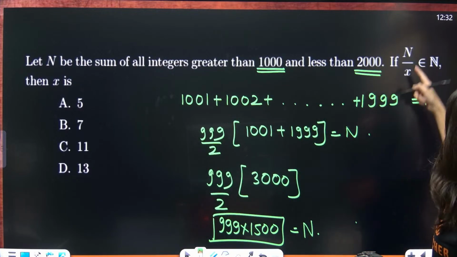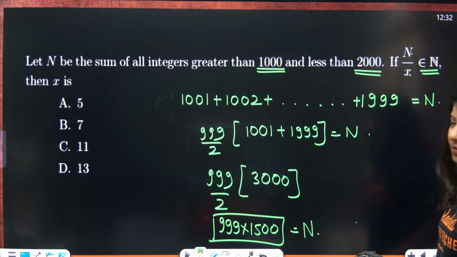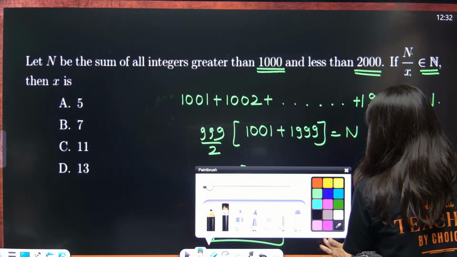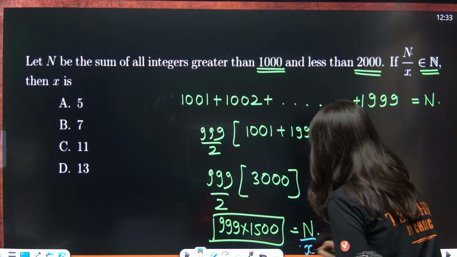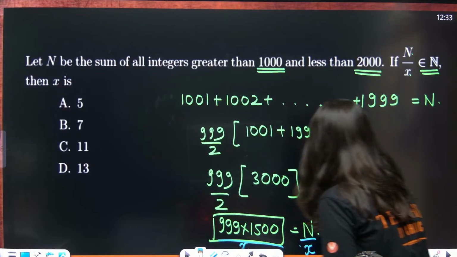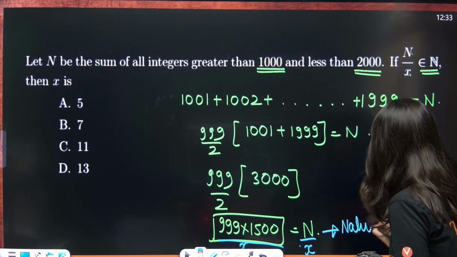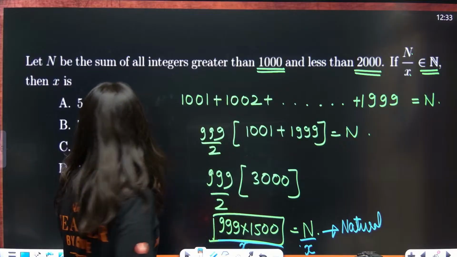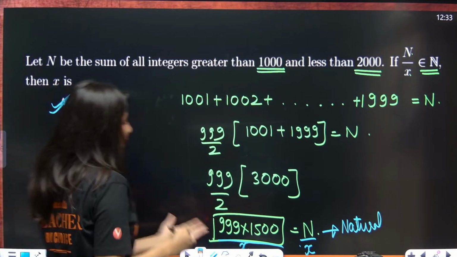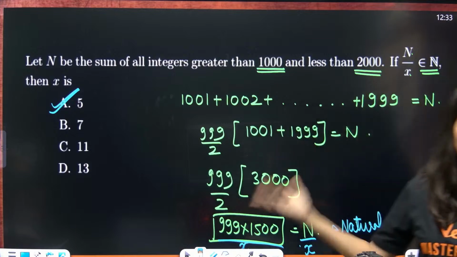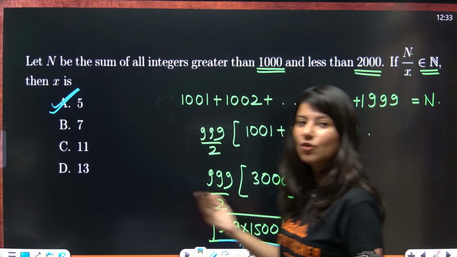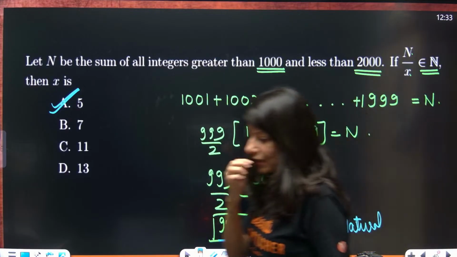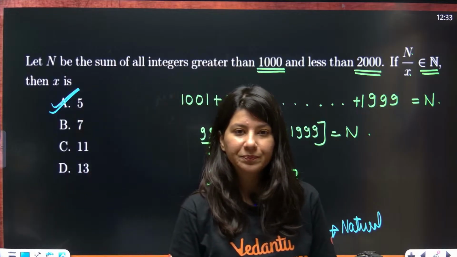Now they are saying that if n by x is a natural number, so if you divide this whole number by x, what you're going to get is a natural number. What does that mean? That number should divide this number, right? So I can clearly see 5 will be able to divide it. And if you try to divide it by 7, you will not get a natural number, not with 11, not with 13, because if a 0 is there, if you divide it by 5, obviously you will get a natural number. Yes, everybody? Getting it?